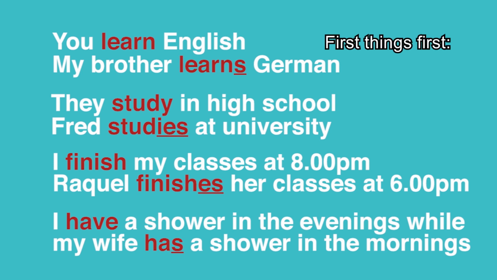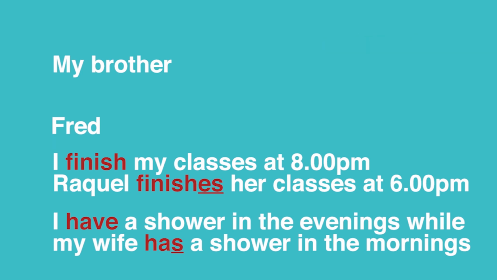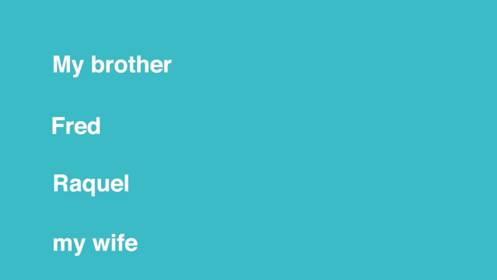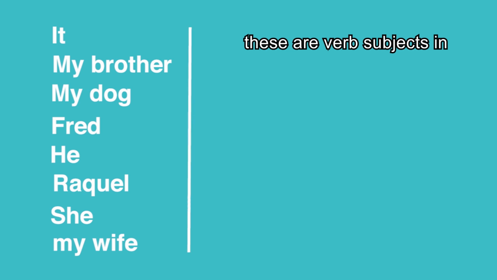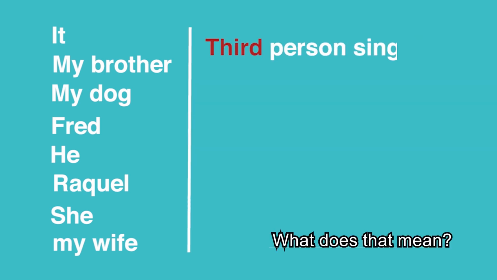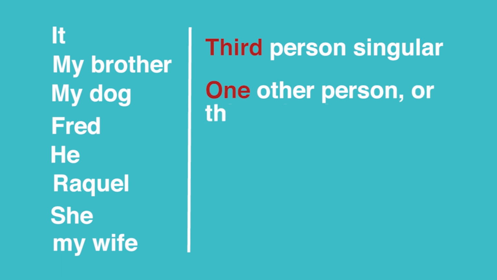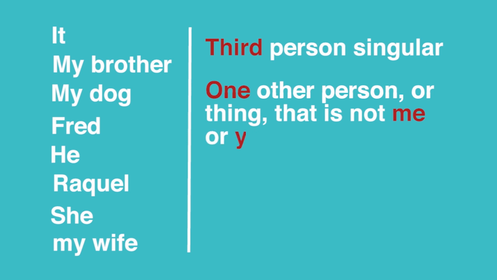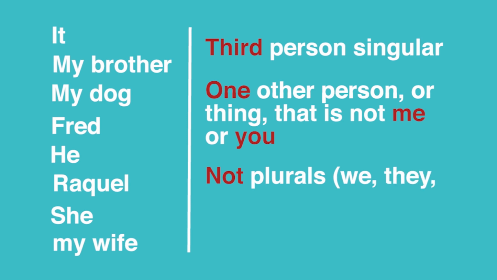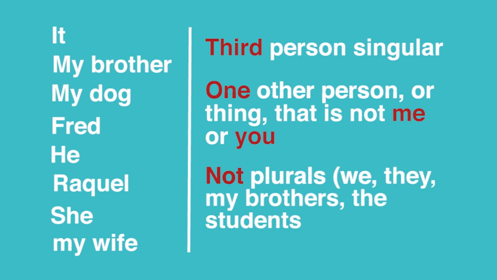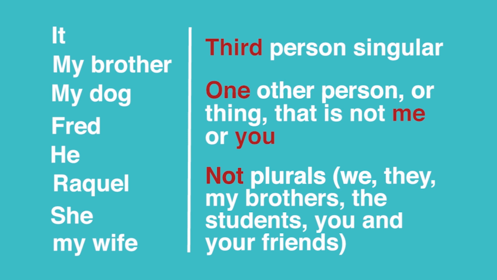First things first. My brother, Fred, Raquel, my wife, it, my dog, he, she. These are verb subjects in the third person singular. But what does that mean? It means one other person or thing, a dog for example, that is not me or you. So not plurals, not we, they, my brothers, the students, you and your friends, no plurals.